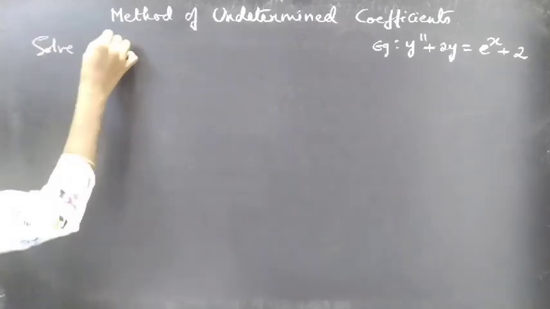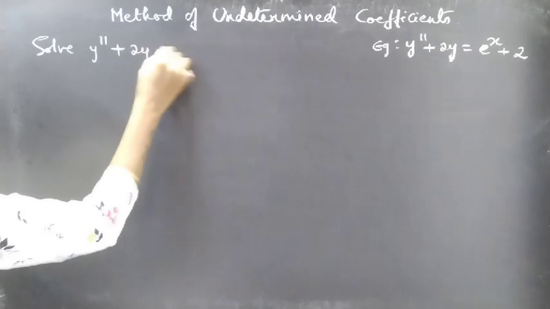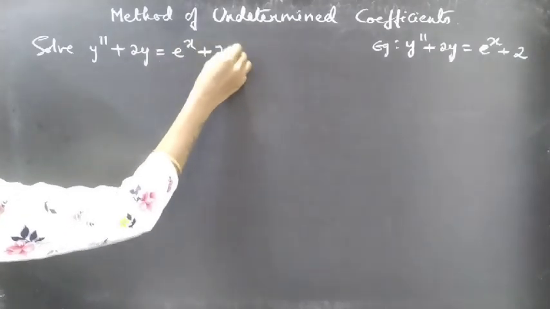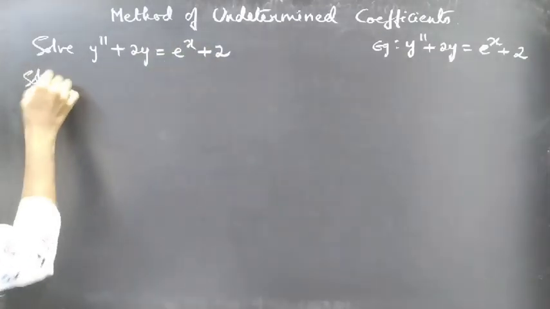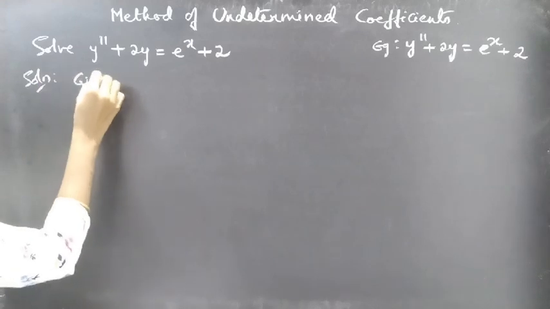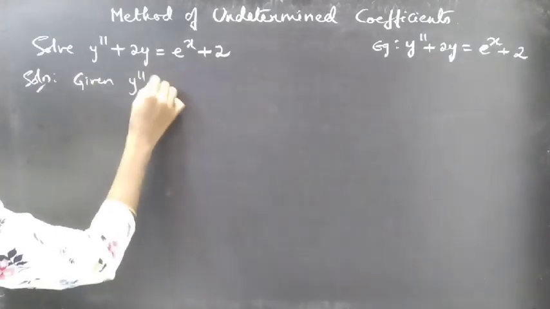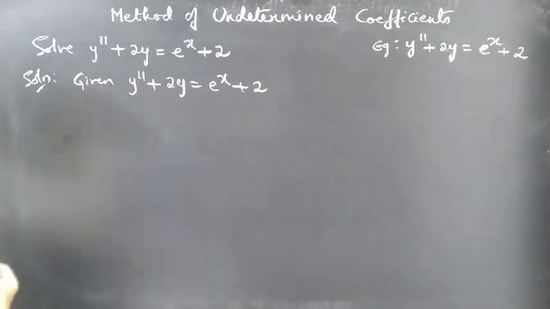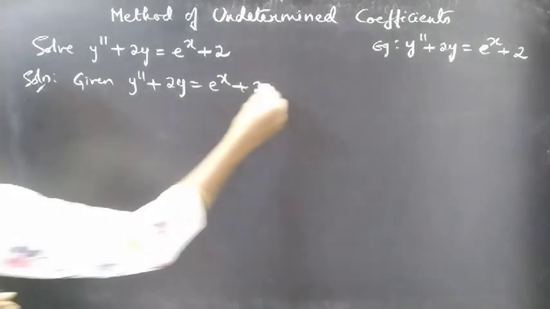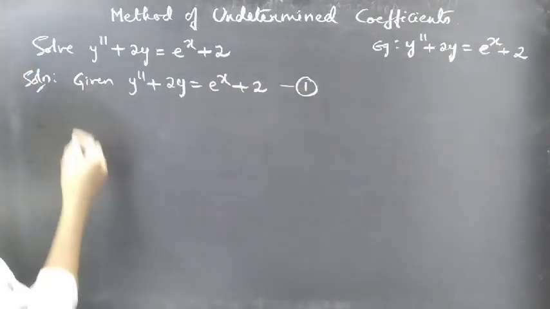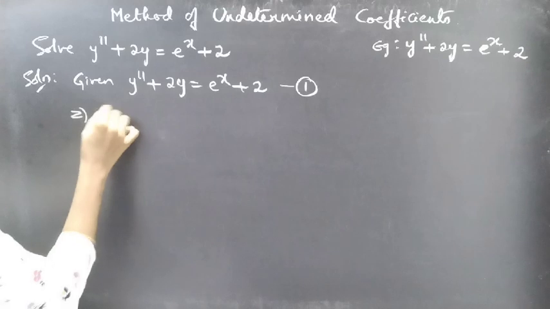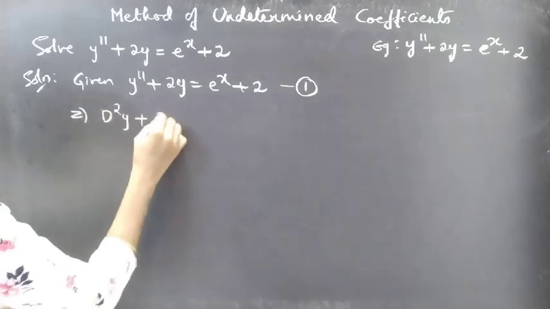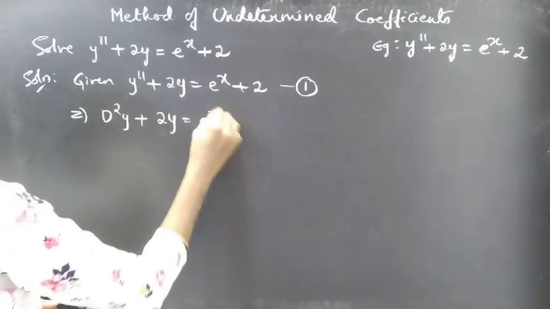Solve y double dash plus 2y equal to e power x plus 2. So we are given a differential equation y double dash plus 2y equal to e power x plus 2, right? Consider this equation 1. We can also write this as D square y plus 2y equal to e power x plus 2.